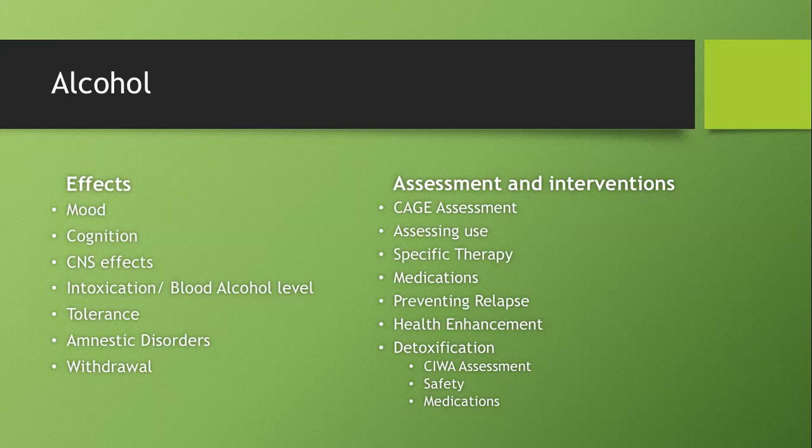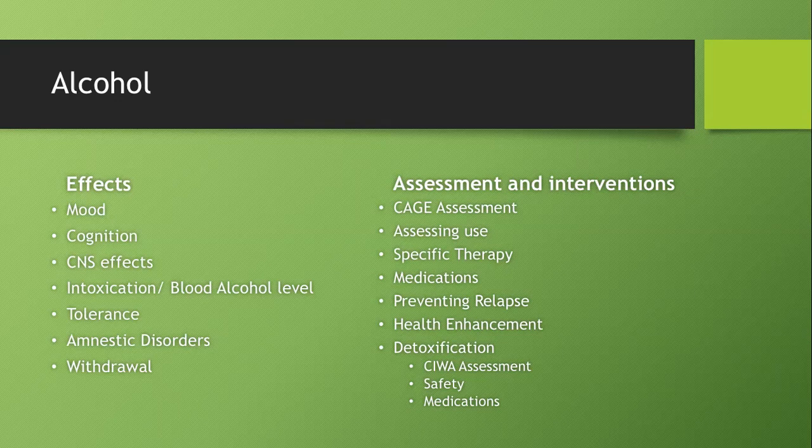Intoxication is determined by their blood alcohol level. So here in the United States, 0.08 is the legal limit. And our body metabolizes 1 ounce of liquor, 5 ounces of wine, or 12 ounces of beer per hour without reaching that level of intoxication. So just a general rule of thumb is if you're going out for drinks with your friend and you have 3 beers, you should wait 3 hours before you drive.